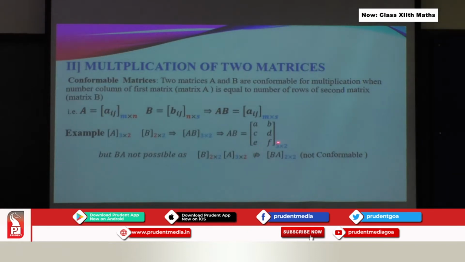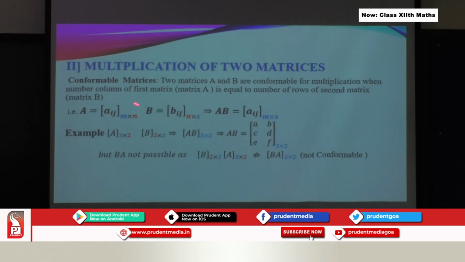Okay, now let us look at it another way. Suppose I want to do B into A. Is it possible? Look, the number of columns of the first matrix, that is 2. Is it equal to the number of rows of the second matrix, 3? No. 2 is not equal to 3.